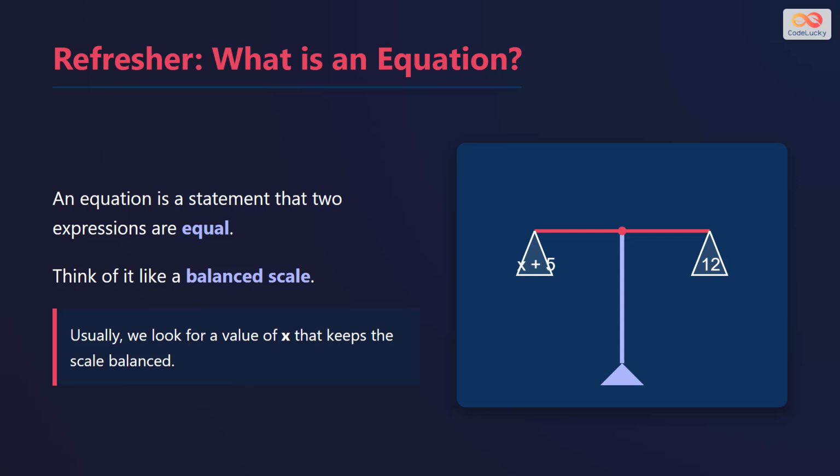First, let's refresh our memory. An equation is like a balanced scale. The equals sign tells us that the value on the left side is exactly the same as the value on the right side. Usually, our goal is to find the value of x that keeps this scale perfectly balanced.